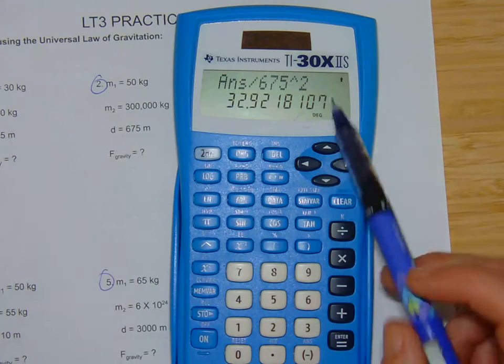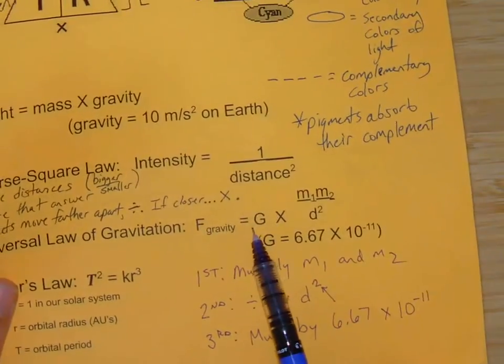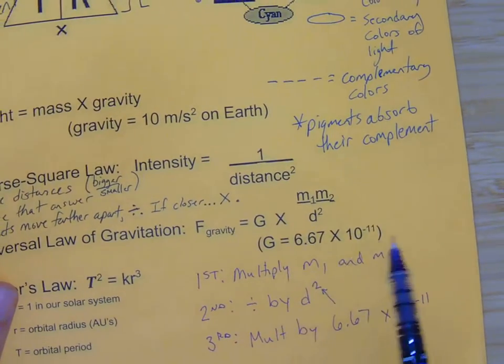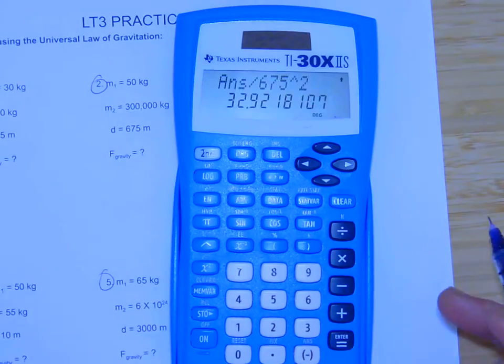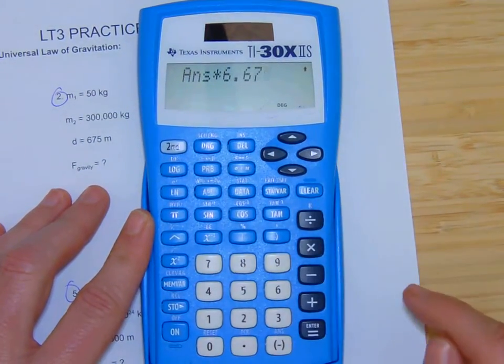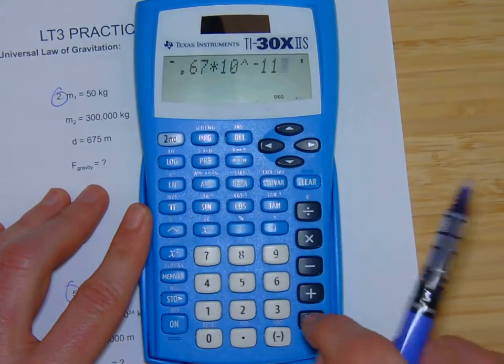I'm sorry, I misspoke. We already divided by the distance squared. Now we multiply by the constant. So we multiply these two, divided by this squared. Last step, multiply by the constant. So times 6.67, and the constant is a times 10 caret negative 11.